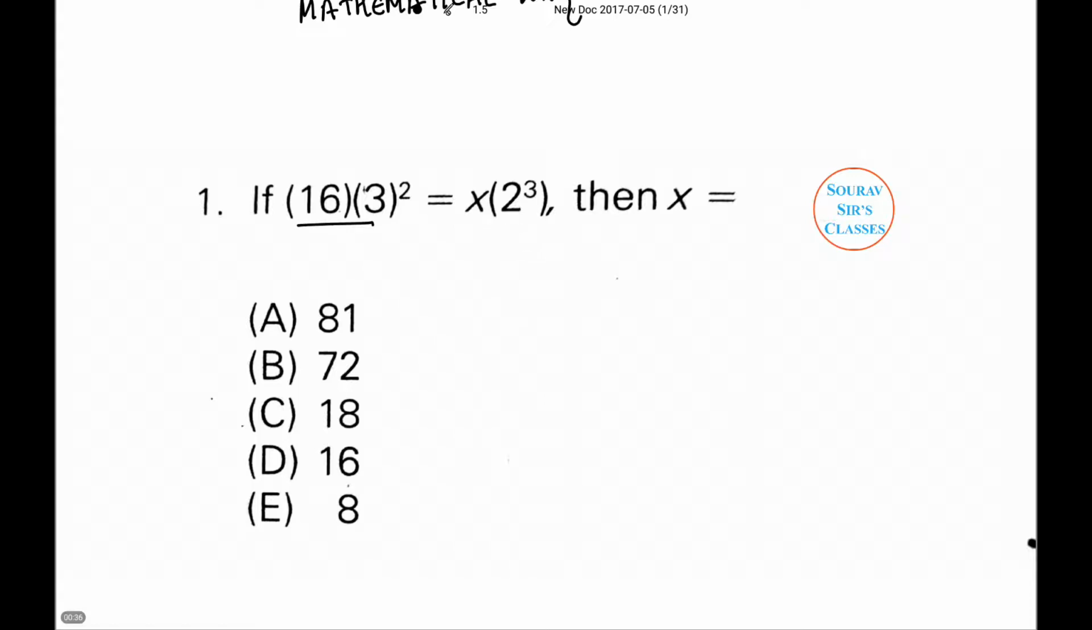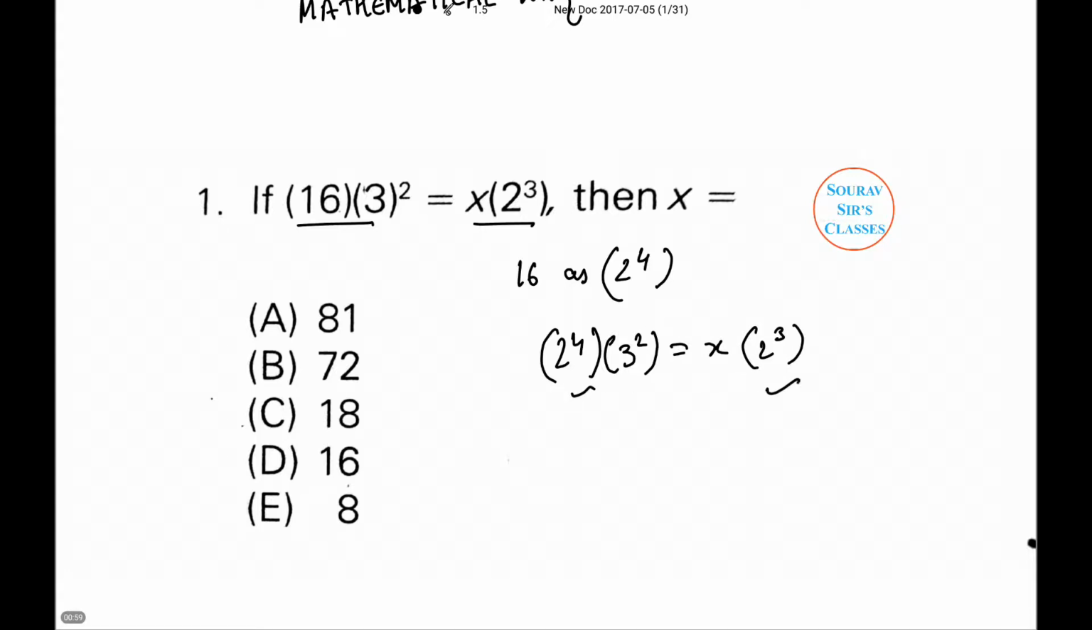Rather than multiplying out each side, let us simplify. We can rewrite 16 as 2 to the power 4. Now if we cancel, that is 2 to the power 4 into 3 square equals x into 2 to the power 3. Now if we cancel this 2 term, it comes to 2 into 3 square, which is equal to x, and thus the correct answer is x equals 9 into 2, which is equal to 18. Thus option number C.